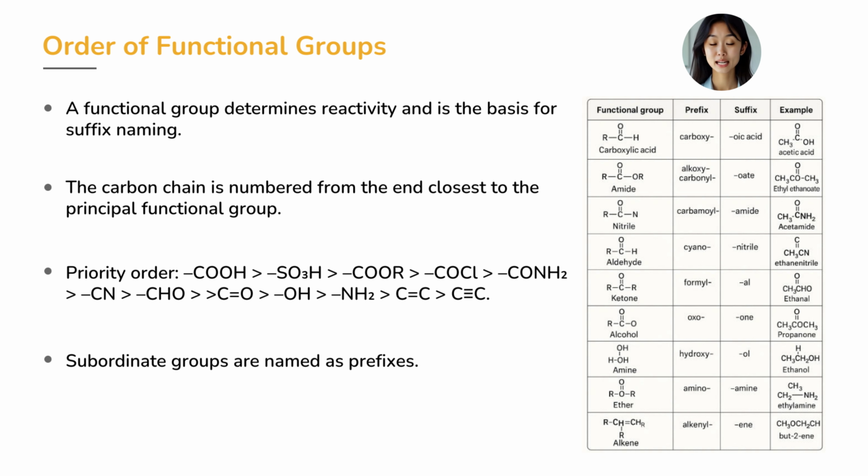The rule is simple. Number the chain from the end that gives the principal functional group the lowest possible number. For instance, if both a hydroxyl group and a keto group are present, the keto group takes priority and the alcohol is named as a hydroxy substituent. Think of it like a red carpet event. No matter where others stand, the carboxylic acid always walks first. And yes, forgetting this priority list is one of the most common student mistakes, so keep it handy.